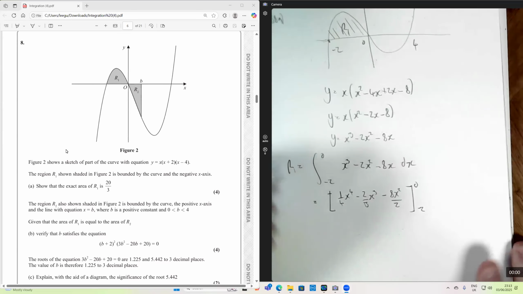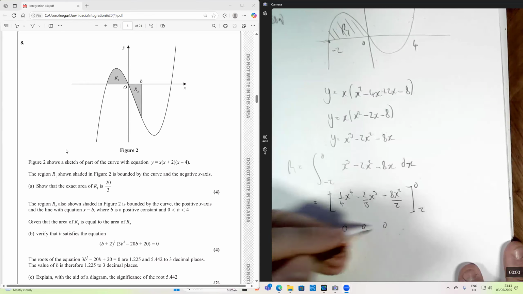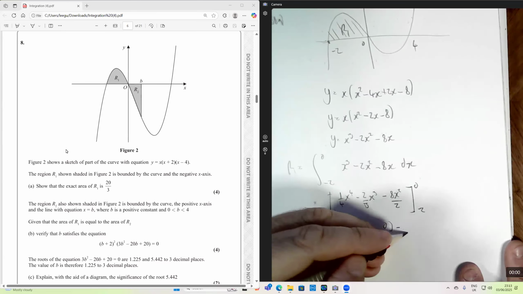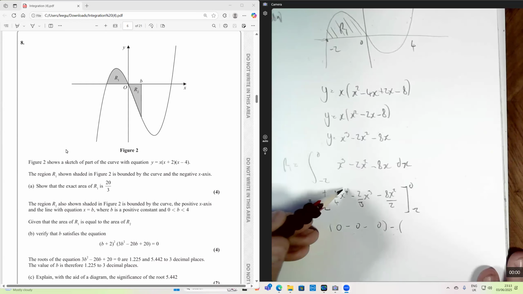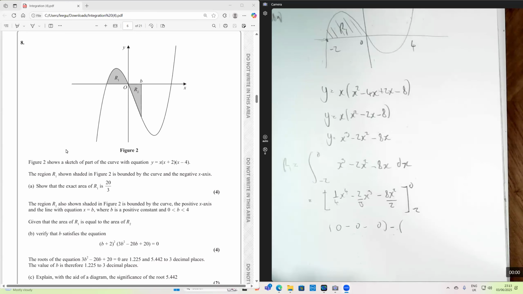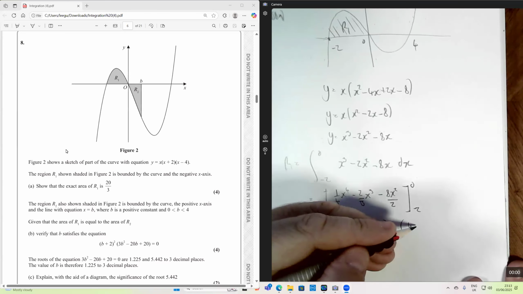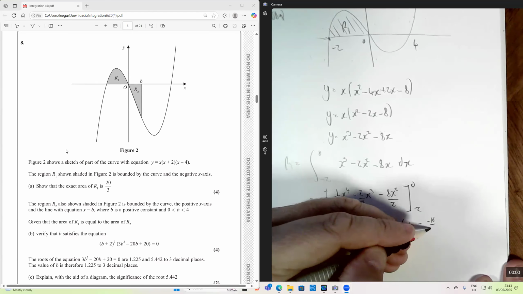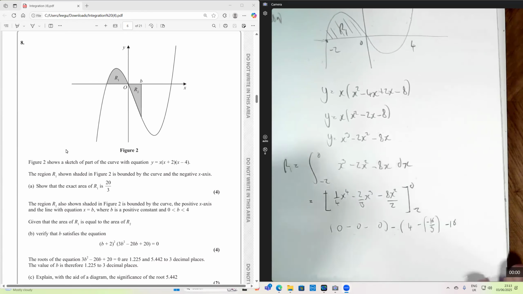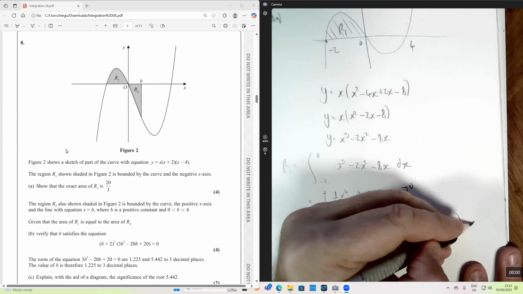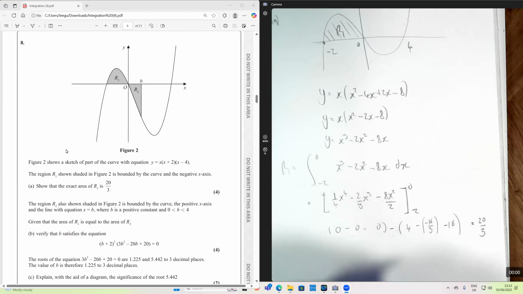Now, when we put 0 in here, we're going to have 0, 0, 0, because they've all got x in. And then when we put minus 2 in here, we're going to have minus 2 to the power of 4 divided by 4. So 2 to the power of 4 is 16, and 16 divided by 4 is 4. So the first term there is 4. The next term turns out to be minus 16/3, and the next term is minus 16. And when we add all that up, that comes to 20/3 as required.